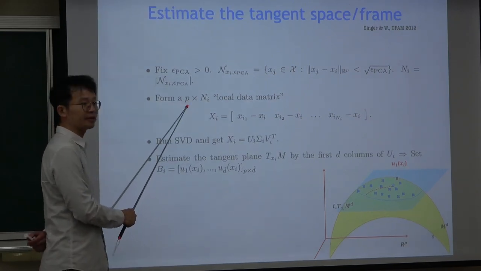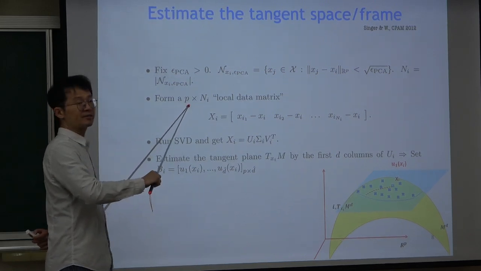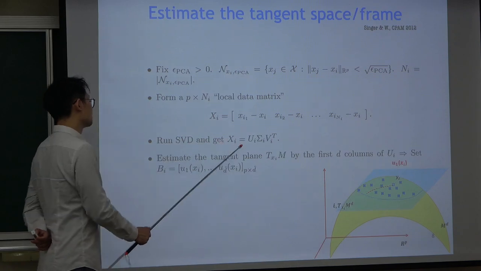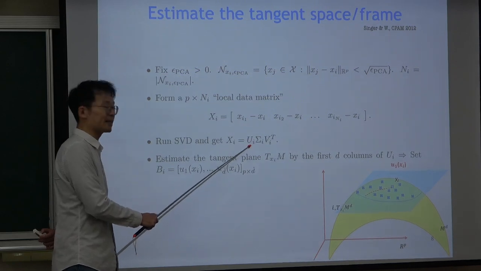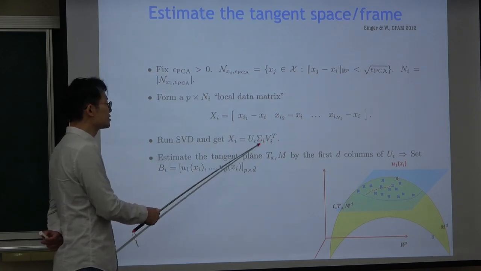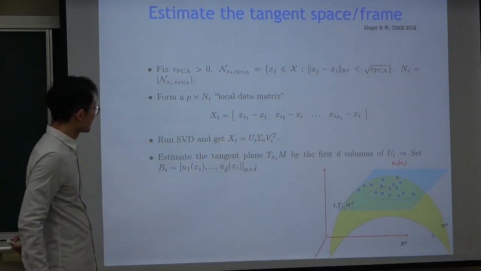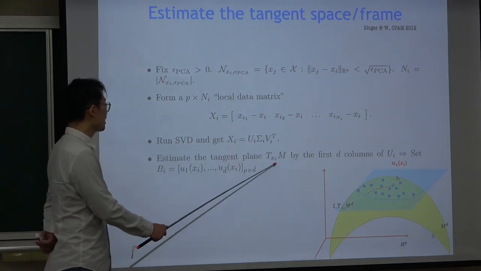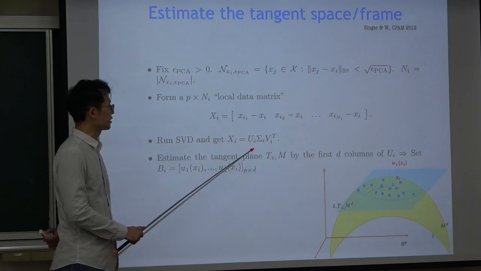p is the dimension of the data, which is the ambient space dimension of the Euclidean space that the manifold is embedded in. Okay? So once you get the local data matrix, you can run SVD, the singular value decomposition, where U_i is an orthogonal matrix of size p, V_i is an orthogonal matrix of size n_i, and Sigma_i is a matrix of size p by n_i that includes the singular values. Finally, you can estimate the tangent plane T_{x_i}M by the first d columns of the left singular vectors U_i.